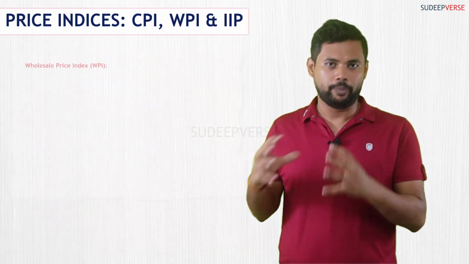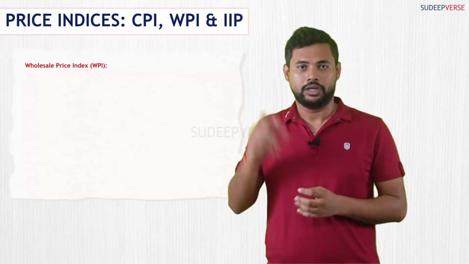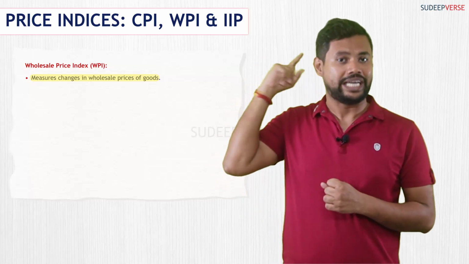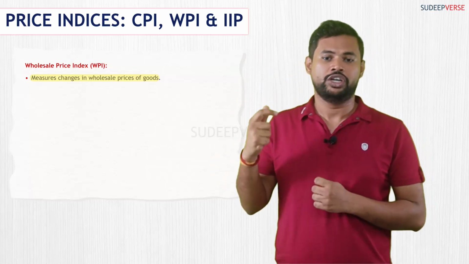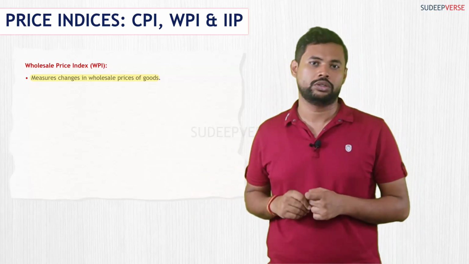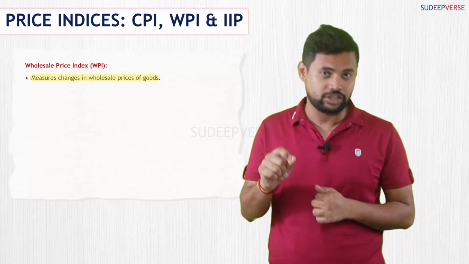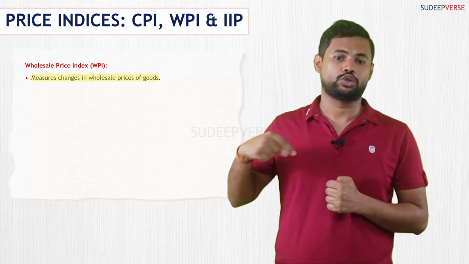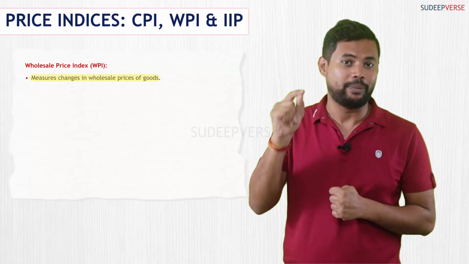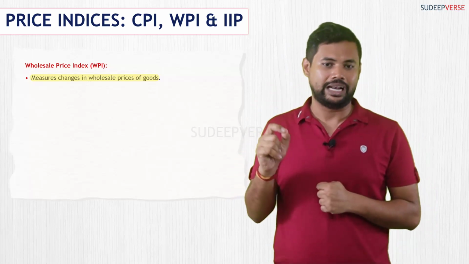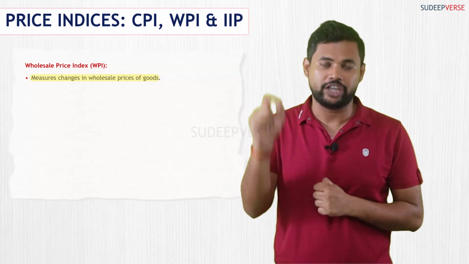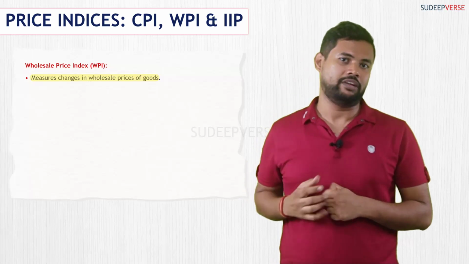The next is WPI or Wholesale Price Index. WPI measures the changes in the wholesale prices. Unlike the retail prices of CPI, the WPI measures the changes in the wholesale prices of commodities, not goods and services. It's only goods. That is, it assesses the changes in the wholesale prices of commodities that are sold in bulk at the first stage of transaction, impacting manufacturers.